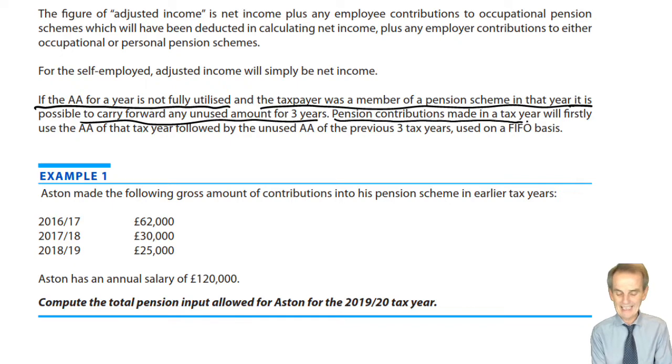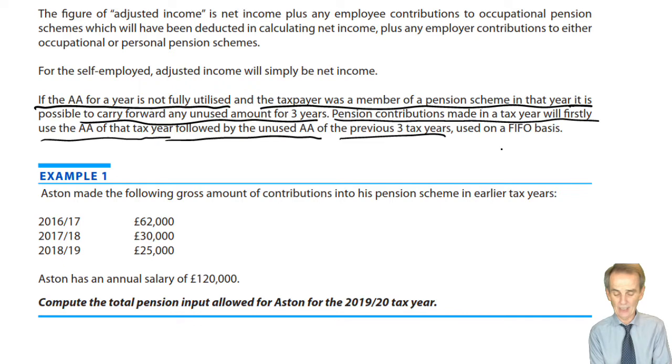Pension contributions made in a tax year will firstly use the AA of that tax year, followed by the unused AA of the previous, as we've said, 3 tax years. And because there's more than one of them, in what order do we use up that unused AA? Used on a FIFO basis. So if we never make contributions in excess of £40,000, then each year the annual allowance is big enough. And so long as we have the relevant earnings to validate such a contribution, tax relief would be given in full in relation to those contributions. That tax relief, of course, is provided whether we're talking about an occupational pension scheme or a personal pension scheme.